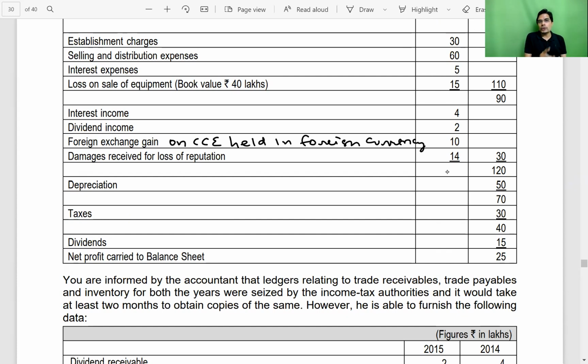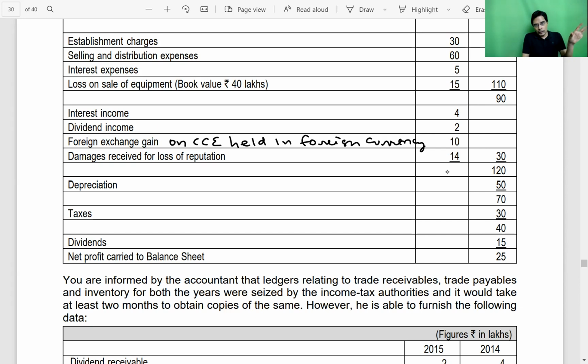So this is foreign exchange gain on CCE, not on debtors restatement, not on creditors restatement, but on CCE restatement. We have some foreign currency held with us. On the restatement of that foreign currency, on the date when we received the dollars, we recorded those receipt of dollars in our books at a particular rate existing on the transaction date. And this dollar is still with us at year end also.